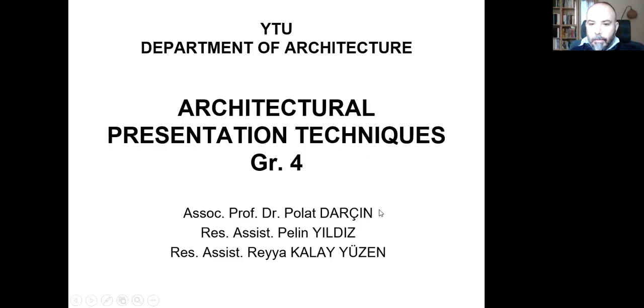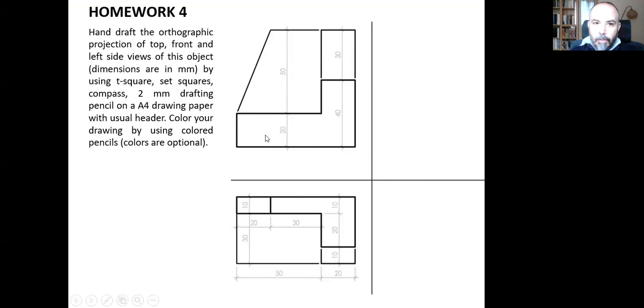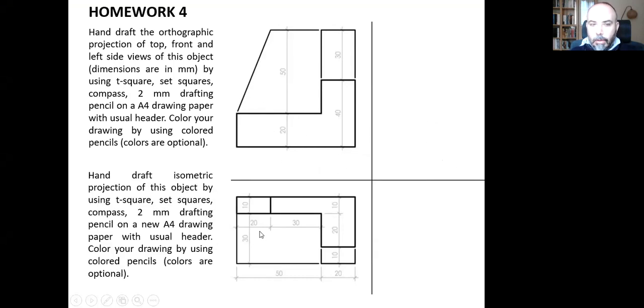Let's check your fourth homework. First, we can remember it in the homework. This top view and front view with its dimensions in millimeters were given to us, and we were asked to draw the left side view. Also, in the second part, we were supposed to draw the isometric projection of this object.